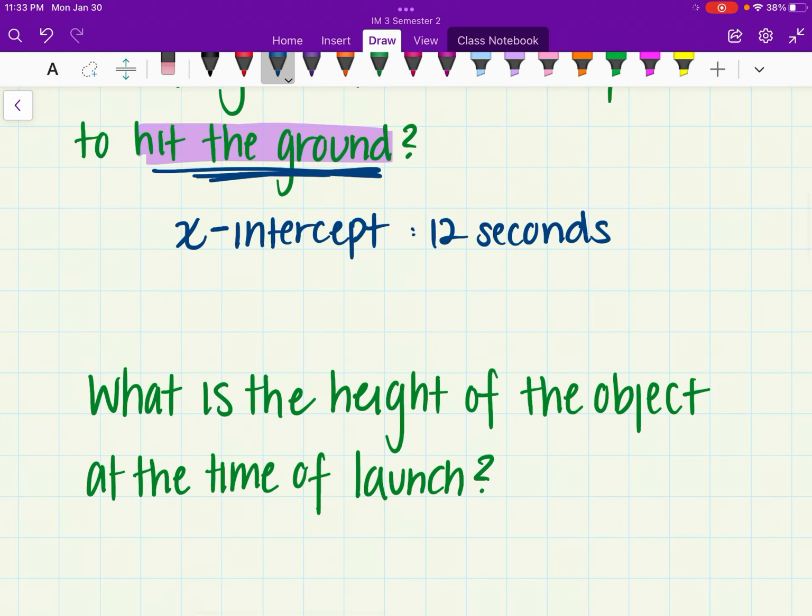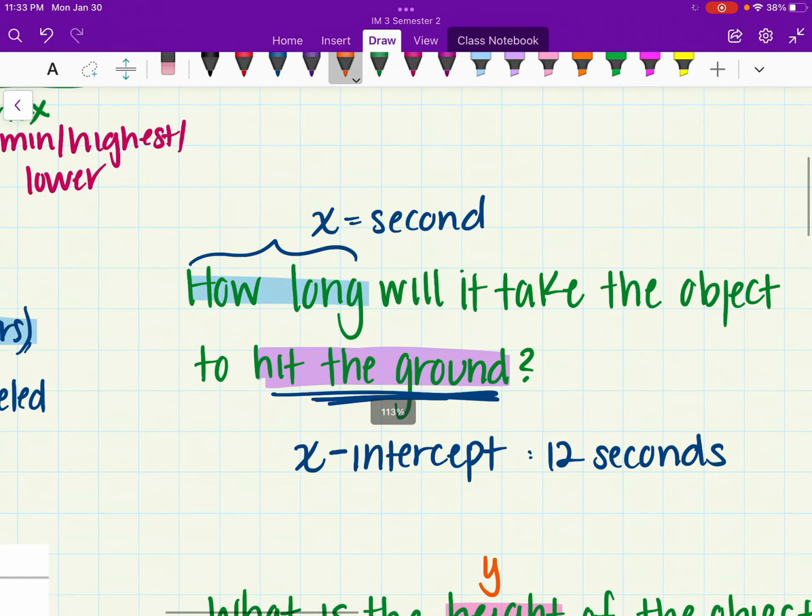Now, let's go ahead and take a look at the next one. It says, what is the height of the object at the time it was launched? So what is the height of the object at the time of launch? First of all, they're looking for a height. We know height in this case we mentioned is y.